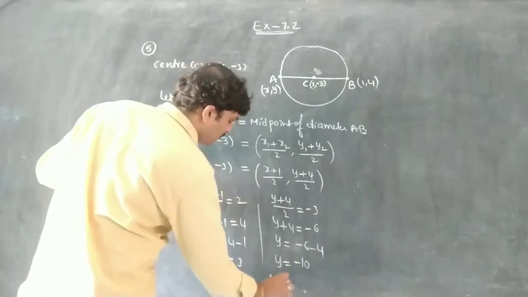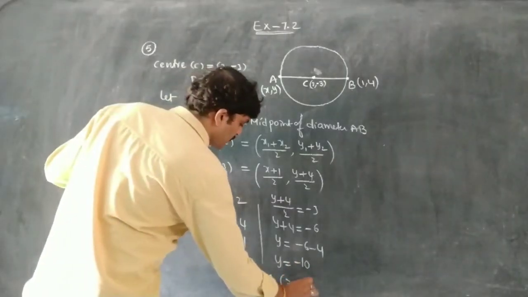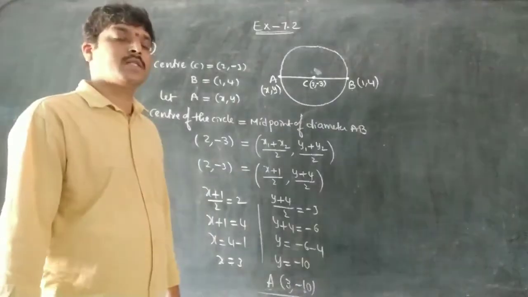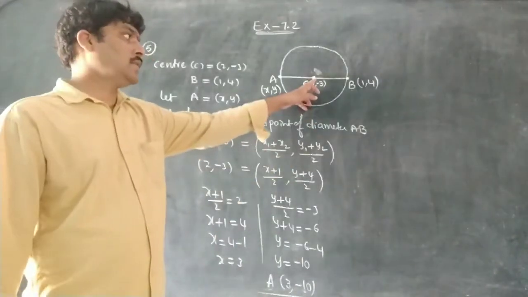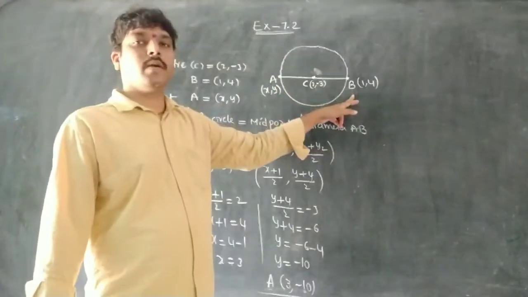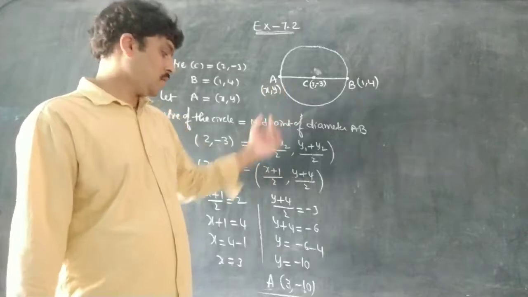Therefore, the coordinates of A are 3 comma minus 10, the required endpoint of the diameter. The center of the circle is the midpoint of the diameter. One endpoint is given, the other endpoint we can find. Now this is the method.